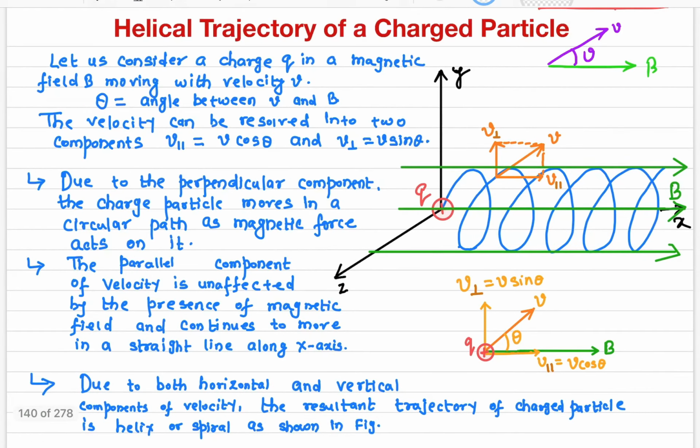The idea to learn from this lesson is that when there is an angle between the velocity and the magnetic field, the charged particle will move in a spiral path. It will move in a helical path. Okay, so this is it from this chapter.